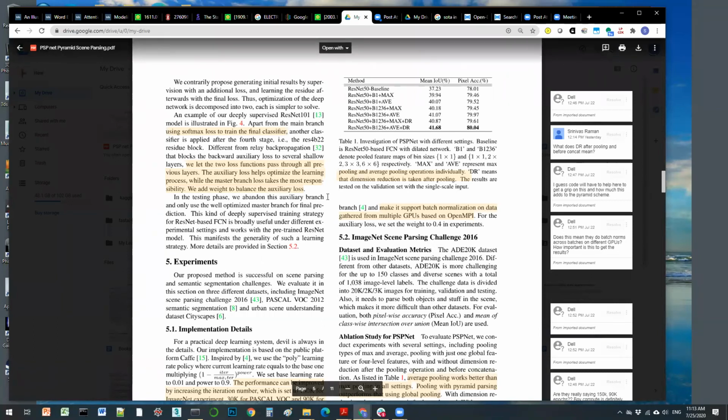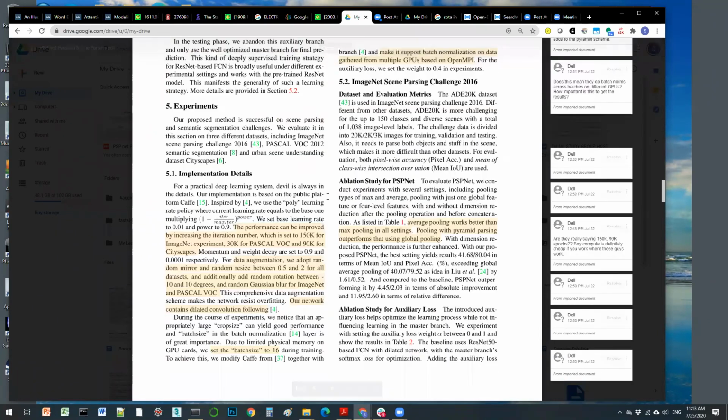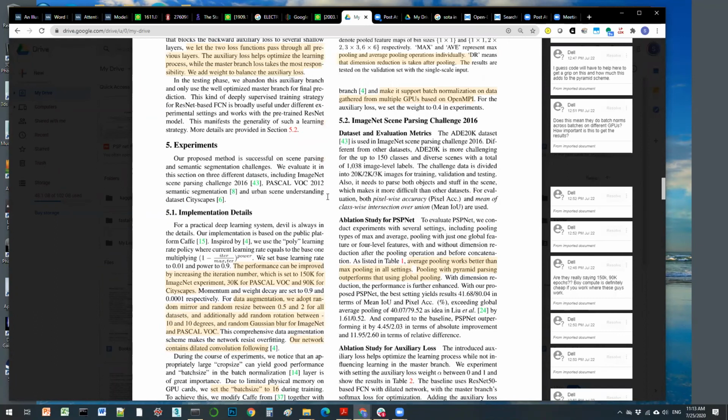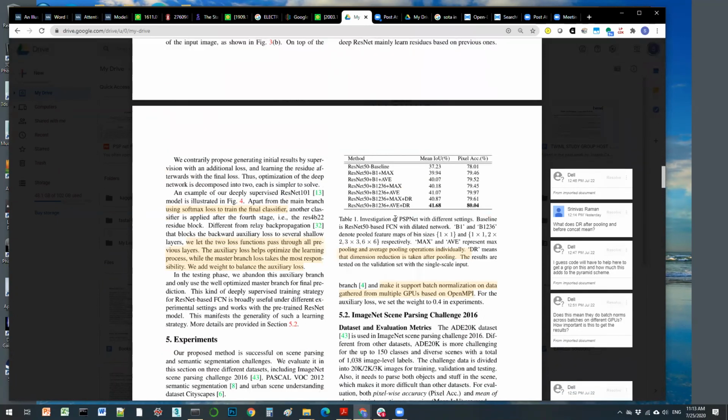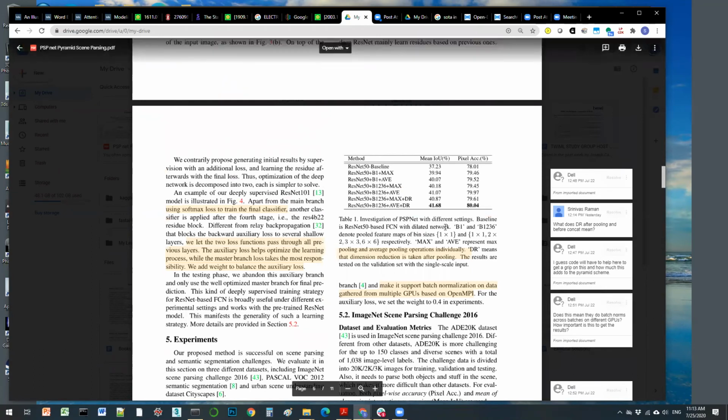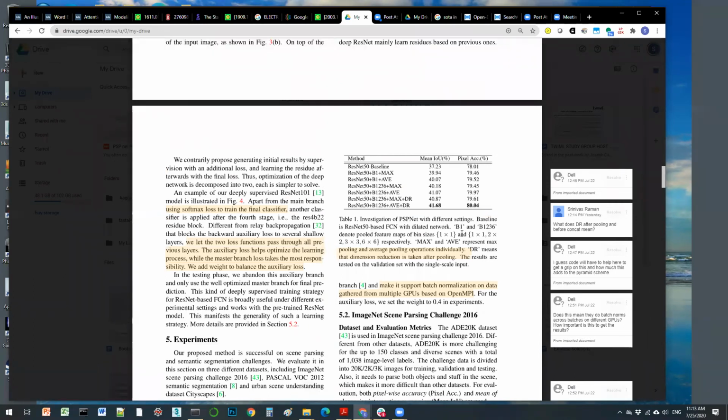So I can understand the baseline is ResNet with the dilated network. B1 and so on denote 1, 2, 3, 6. One is just 1 by 1, and then the 1, 2, 3, 6 are the various sizes we saw. And then max and average is the max and average pooling. Now, what is the dimension reduction taken after pooling mean? And what is dimension reduction?